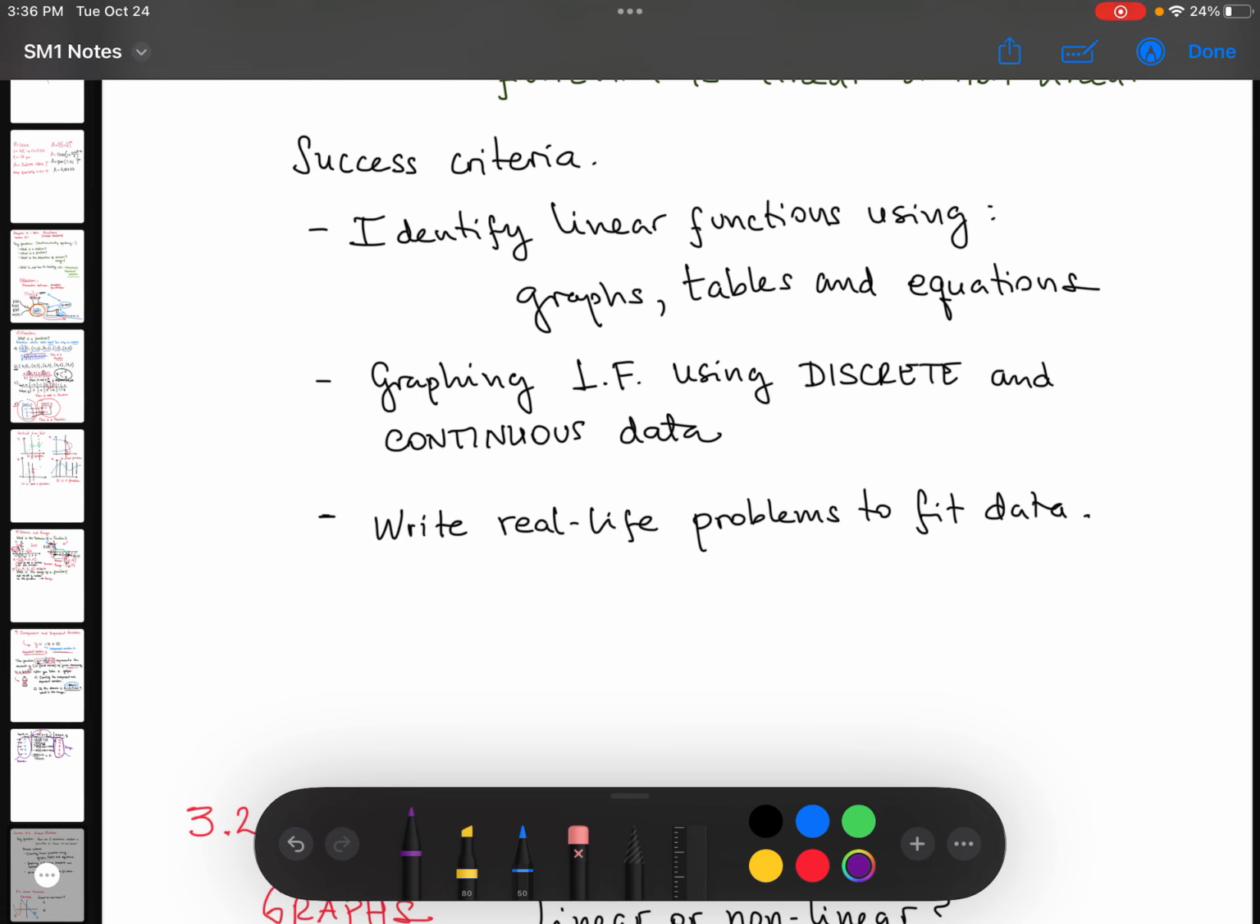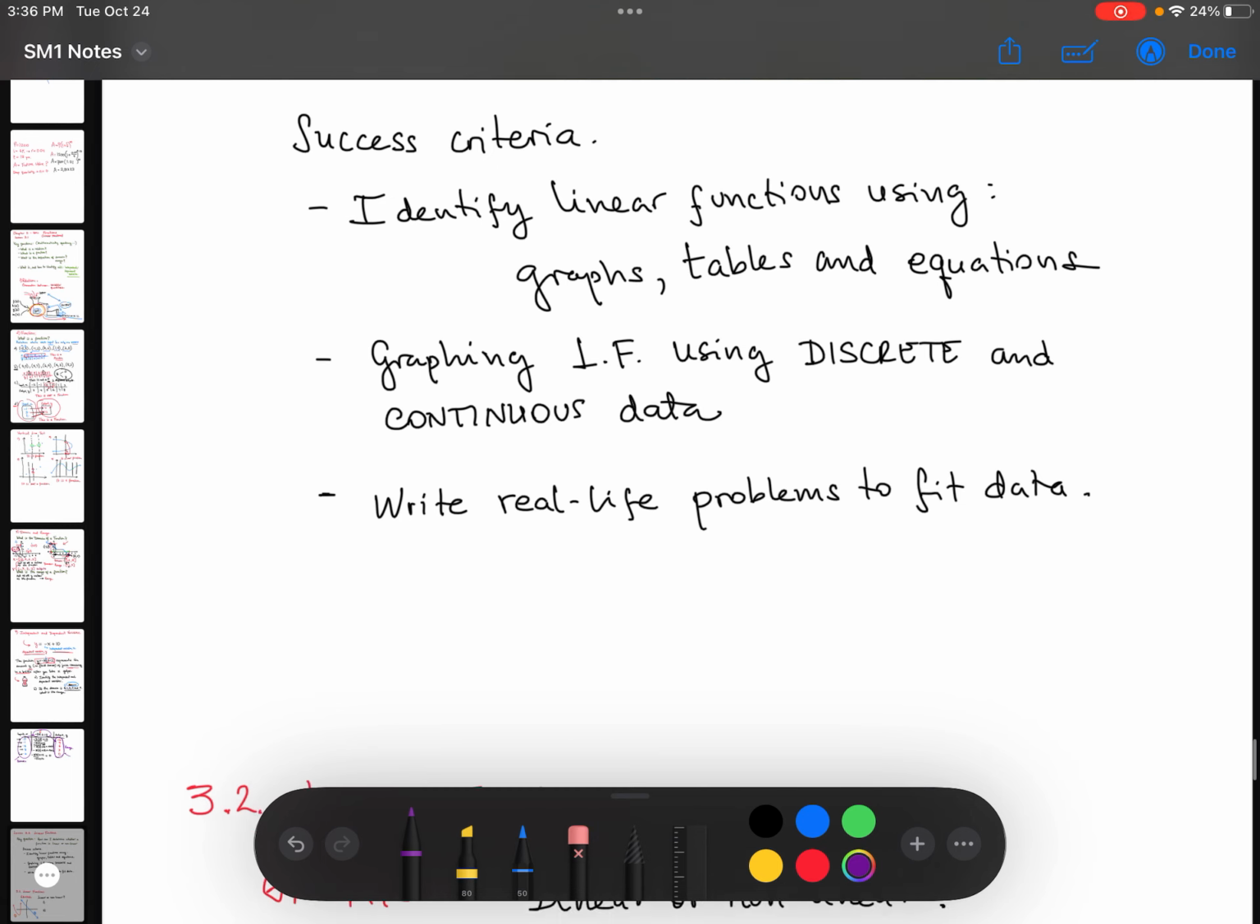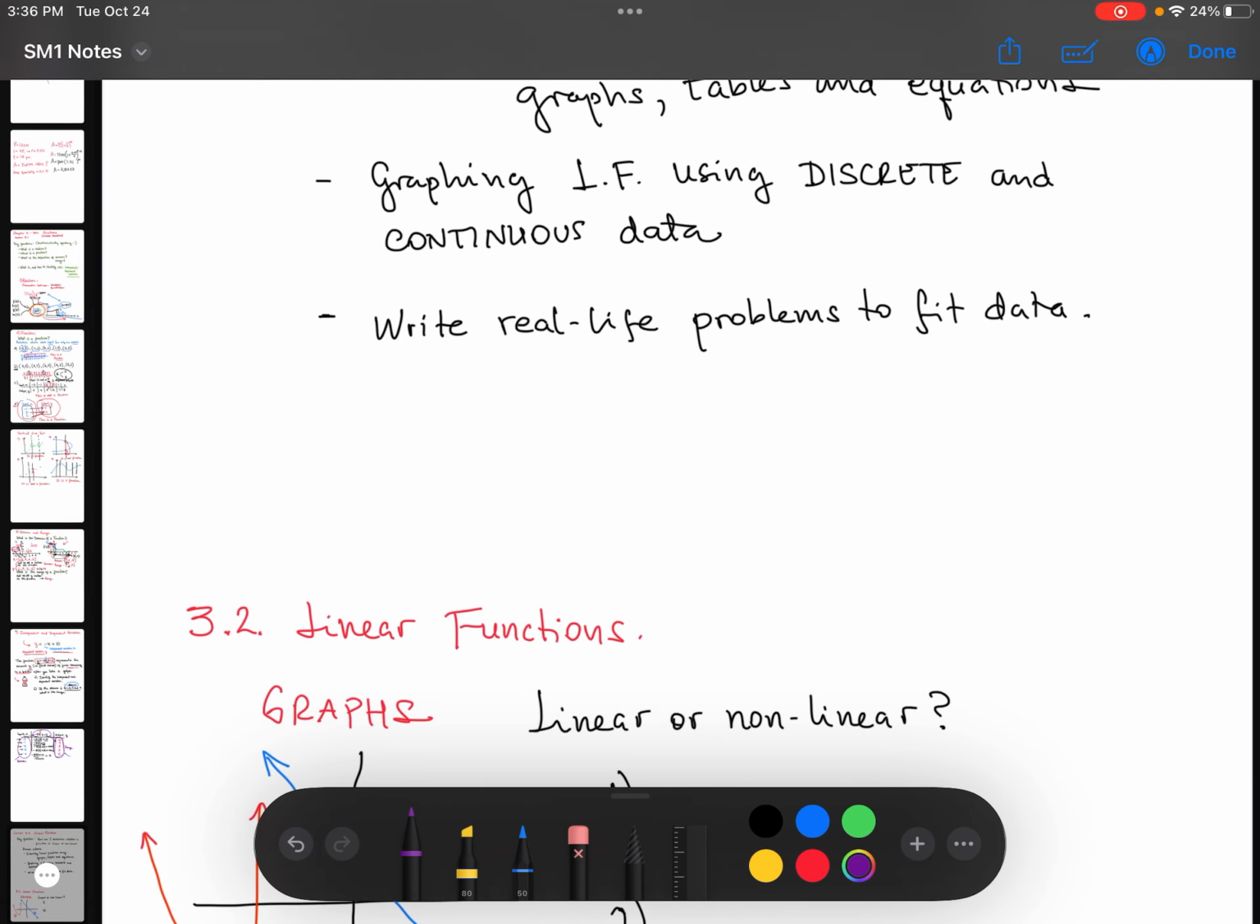Well, we can identify functions using graphs, tables, and equations. These are the three types of representations of functions we will be, for the most part, representing and studying in these lessons. We will be able to graph a linear function, LF, using discrete and continuous data. Remember, discrete is when it's just dots, and continuous is when it's a continuous line. And we are going to write real life problems to fit data.